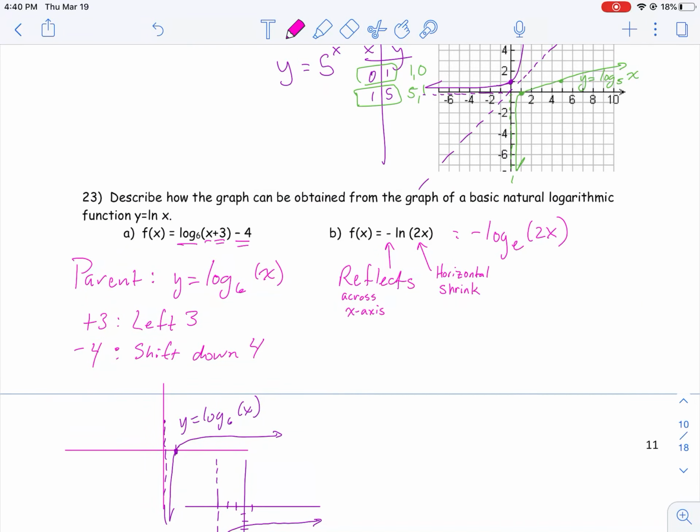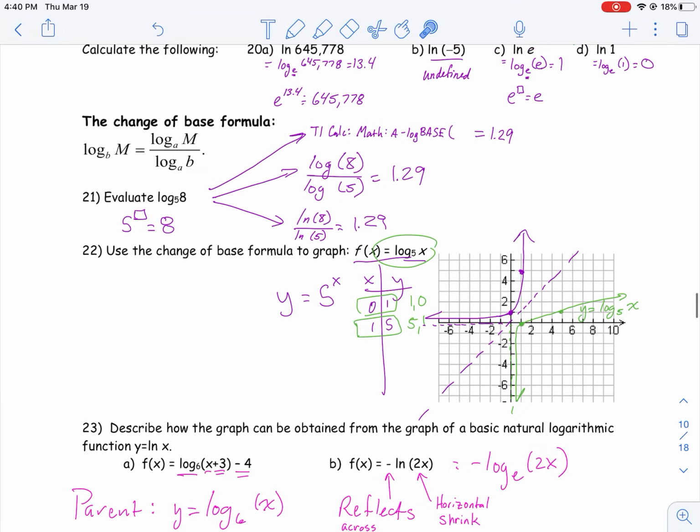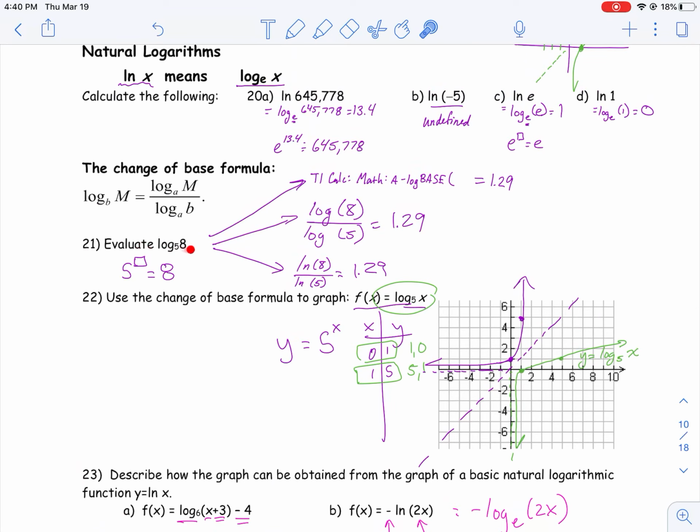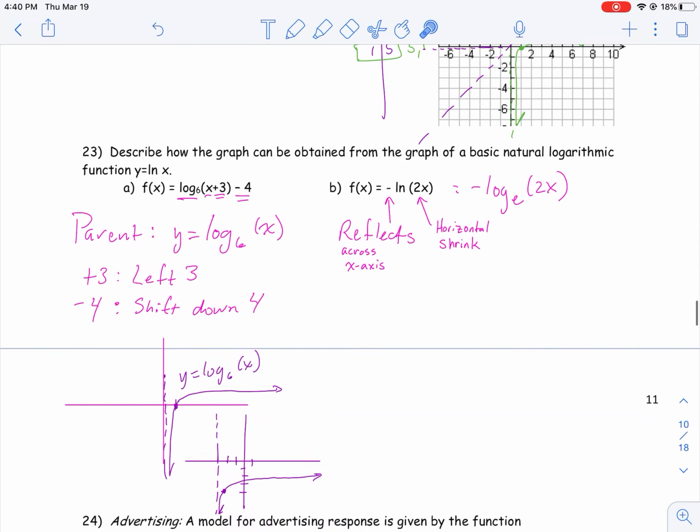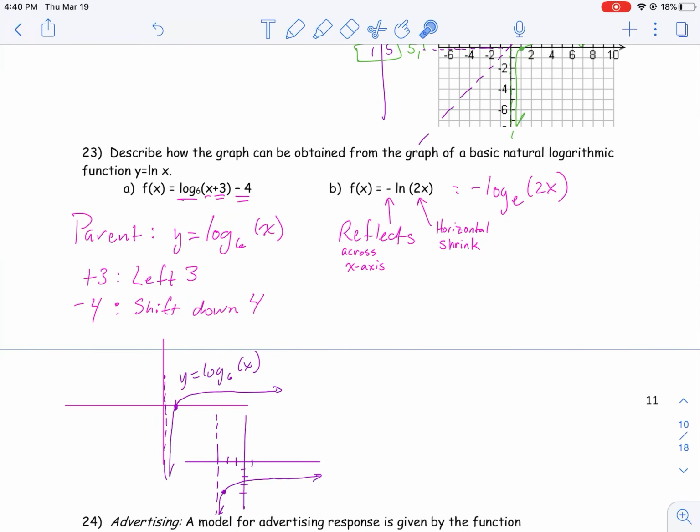And that concludes this video. So 3 things we hit. One is evaluating when it doesn't come out nicely. We have to use our calculator. We can use the change of base formula if you want, or if your calculator has the capability, you can do that. Graphing, we're really looking at inverses of exponential functions. And then again, transformations work the same way.